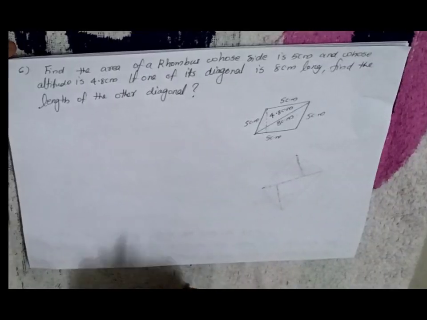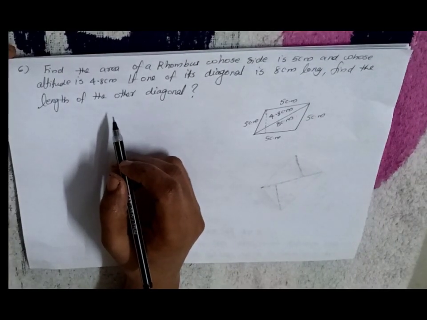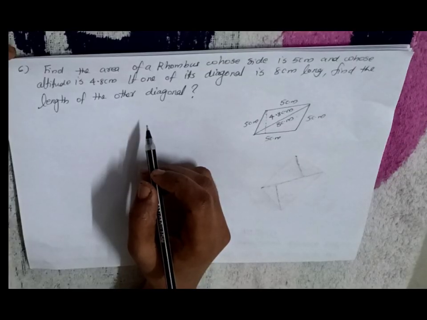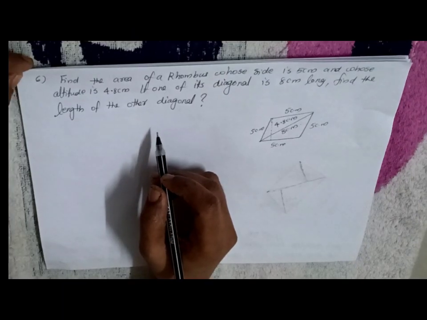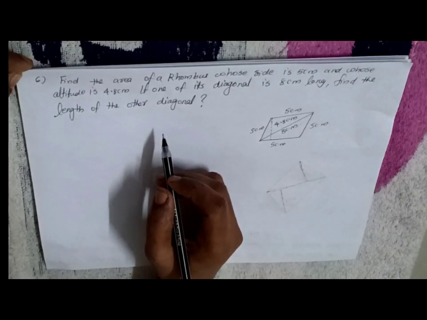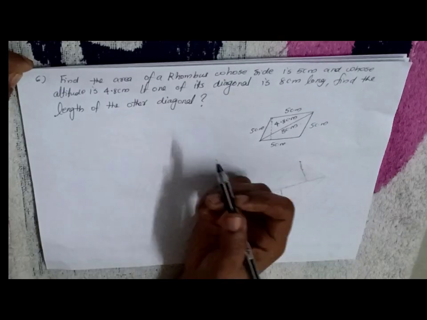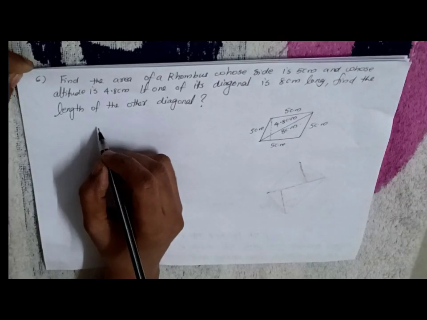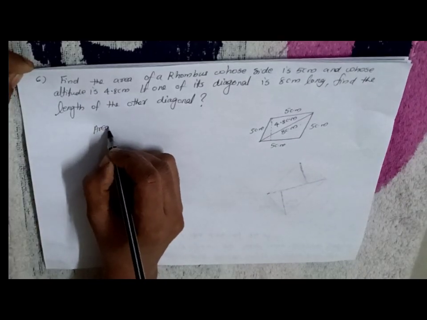Sixth question. Find the area of the rhombus whose side is 5 centimeter and whose altitude is 4.8 centimeter. If one of its diagonals is 8 centimeter long, find the length of the other diagonal. We know that the rhombus is a quadrilateral in which all sides are equal and the opposite sides are parallel. Therefore, it is also a parallelogram. That is, the area of the rhombus is also equal to the area of the parallelogram. First, we have to find out the area of this parallelogram. Rhombus is also a parallelogram.